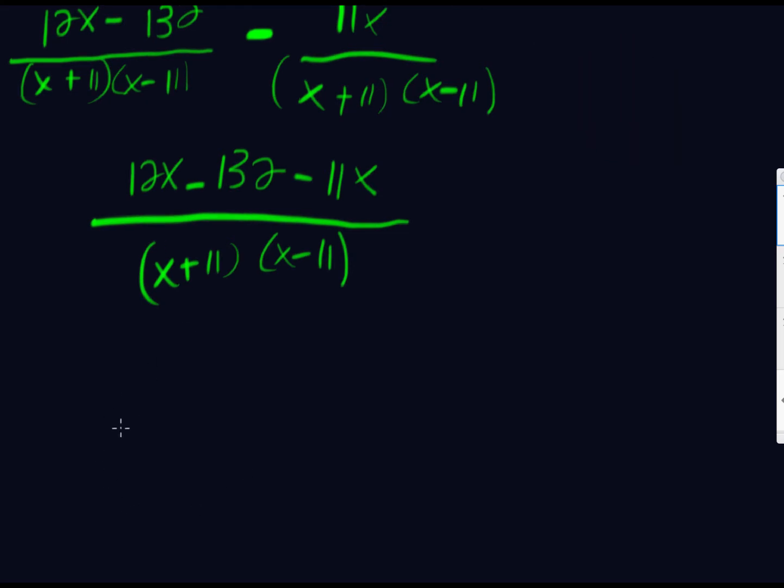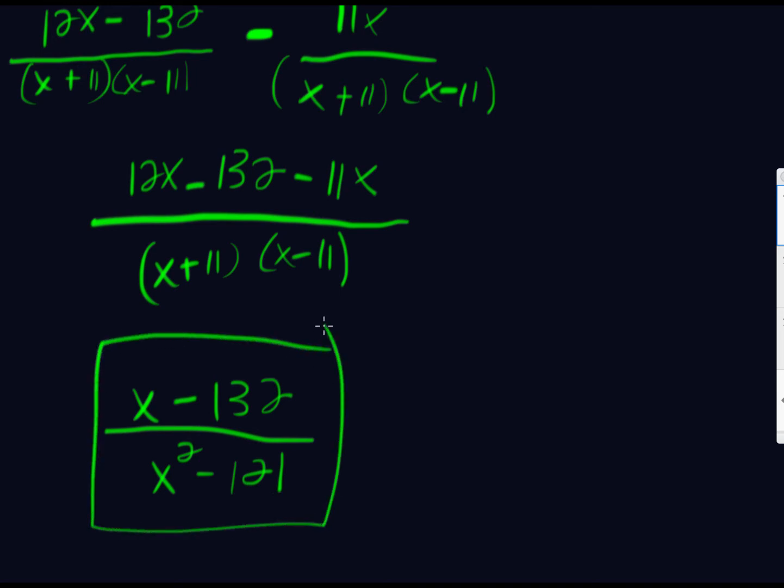In that numerator, the 12x and the 11x are like terms. So if it's a positive 12 and a negative 11, that will give me just a positive x minus 132 over, I'm going to write it as the FOILed version of x plus 11 and x minus 11. And if I FOIL that out, remember this was a difference of squares, it would be just x squared minus 121. And that would be our final answer.